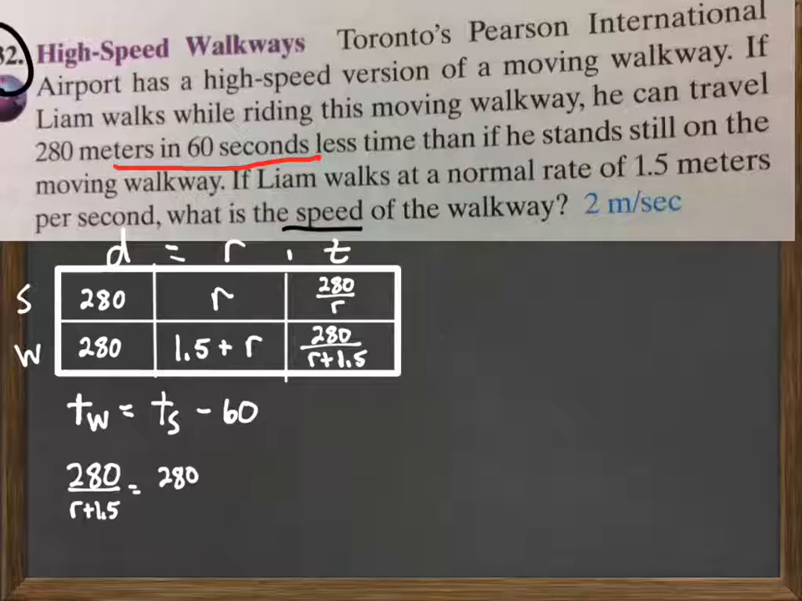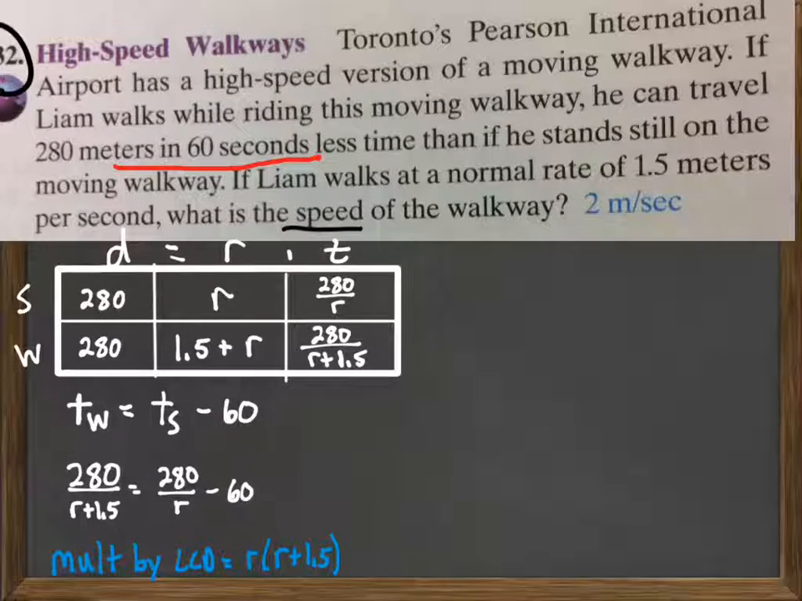So we write down time walking will be 280 over r plus 1.5. Then we put in the time standing, 280 over r, minus 60. At this point we have a fractional equation. Remember, fractional equations we can simplify by multiplying through by our common denominator. In this case, it would be the two denominators. So we're going to multiply through by r times r plus 1.5. We're going to do that to each term.